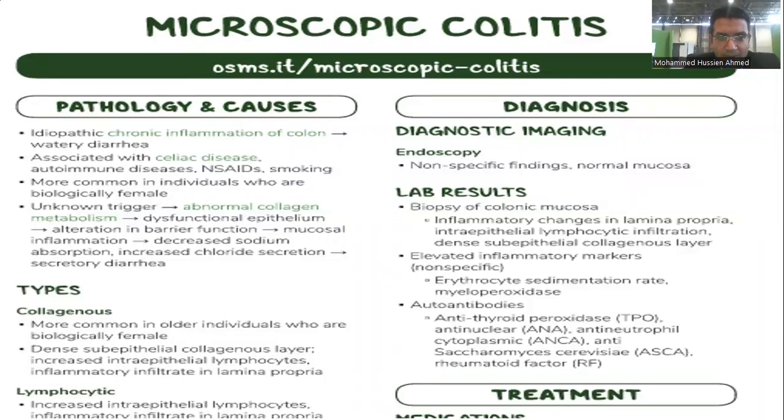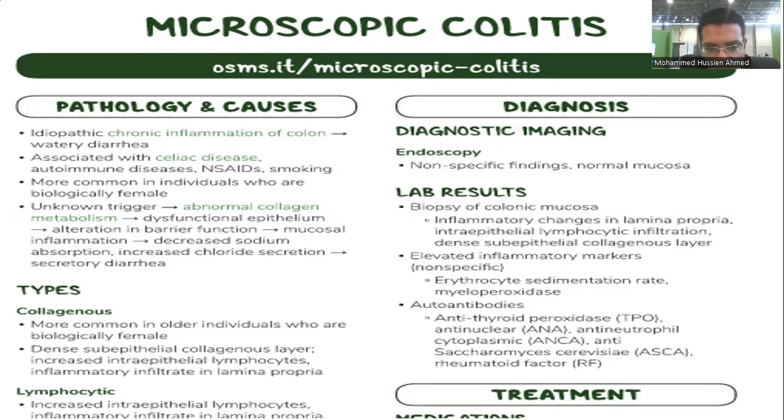Hello everyone, I'm going to discuss today one of the most common diseases we may discover day after day, microscopic colitis. Microscopic colitis, if we are searching for the etiology, is an idiopathic chronic inflammation of the colon that leads to watery diarrhea, associated in some cases with celiac disease, autoimmune disease in some cases, and maybe related to some drugs like non-steroidal anti-inflammatories or PPI inhibitors, and smoking. All of these can induce microscopic colitis.